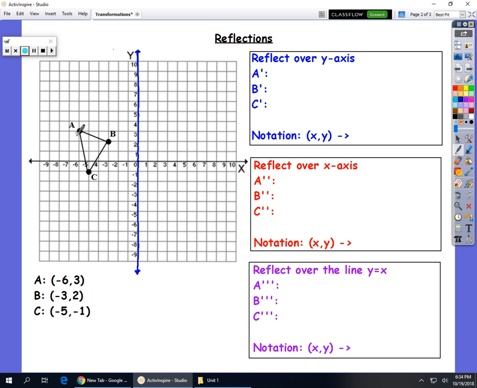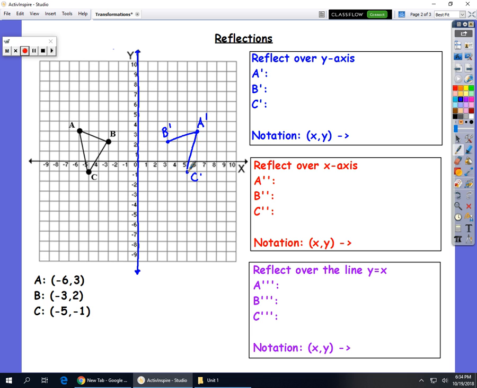How far away is A from the y-axis? It is 1, 2, 3, 4, 5. It's 6 units left, so I need to go 1, 2, 3, 4, 5, 6 units to the right. This is my A prime. B is 3 units left from the y-axis, so it's going to be 3 units right from the y-axis. B prime. C, 1, 2, 3, 4, 5. It's 5 to the left. If I'm flipping it over, it should be 5 to the right. And we're going to call this C prime.